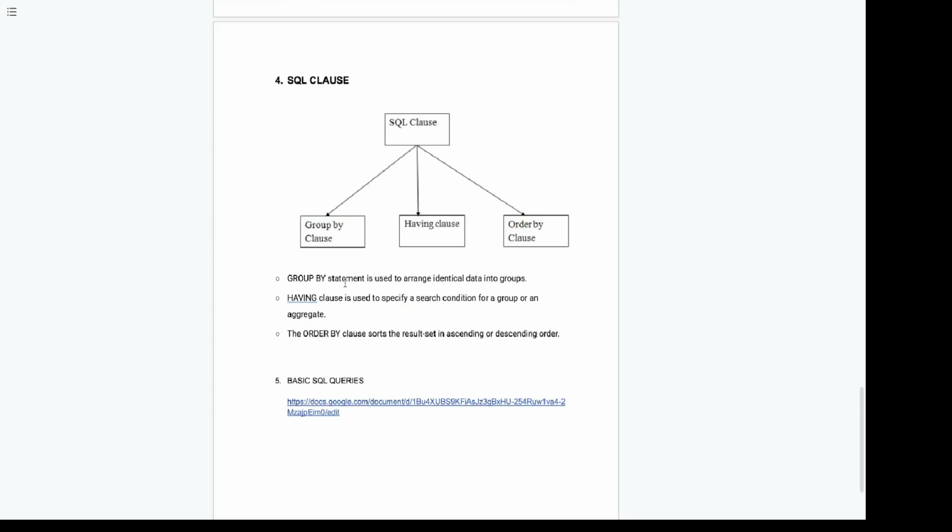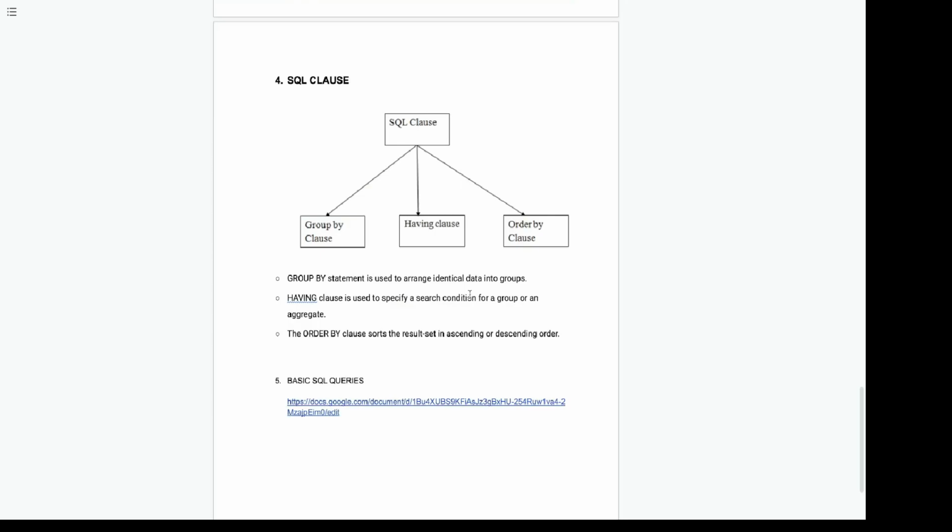In a table, if there is a lot of identical data, you can arrange it in groups using the group by clause. Whereas the having clause is used to specify a search condition for a group or an aggregate. And the third, order by, is used to arrange the data in ascending or descending order. So mostly group by and order by will be used: group by to arrange common data into groups, and order by to arrange the data in ascending or descending order.